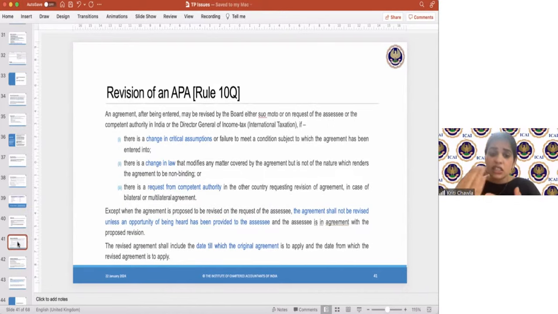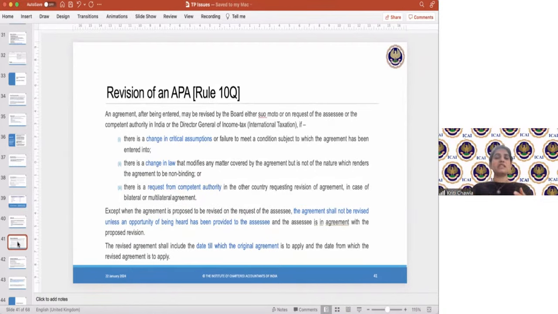So if there is a change in critical assumption, or a change in law, or a request from the competent authority, in these instances the APA percentage that you decided on can actually be revised. But before you do that, you have to give an opportunity of being heard to the assessee. And even if you revise it, the first APA will say that it was valid till this date, and now there is a new APA in place. It has been revised, so the new APA will have the date from which it is applicable.